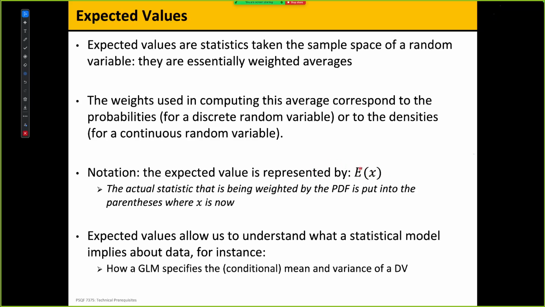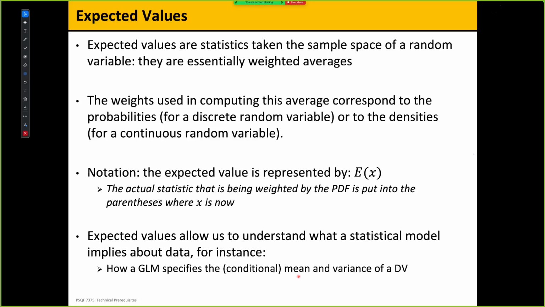The actual statistic that's being weighted by the PDF, or the actual value of x being weighted, is put where x is. So this is saying I'm going to take the distribution function and apply some other function of it. That's what it's indicating. And expected values help us understand what a statistical model implies about data. So, for instance, a general linear model specifies the conditional mean and variance of a dependent variable, and we're going to see that in just a bit as well.